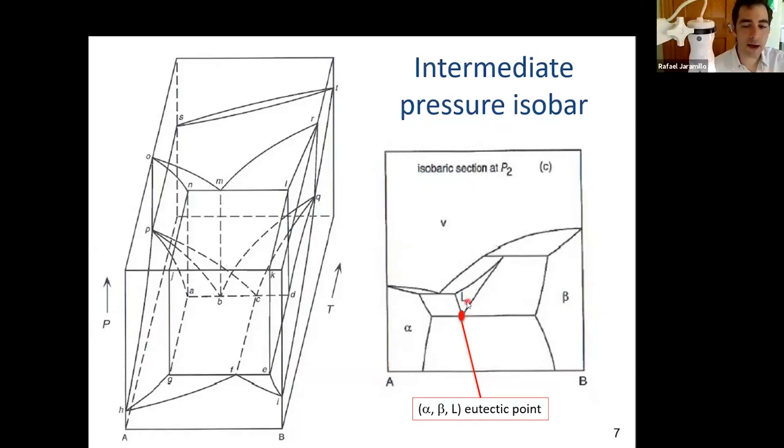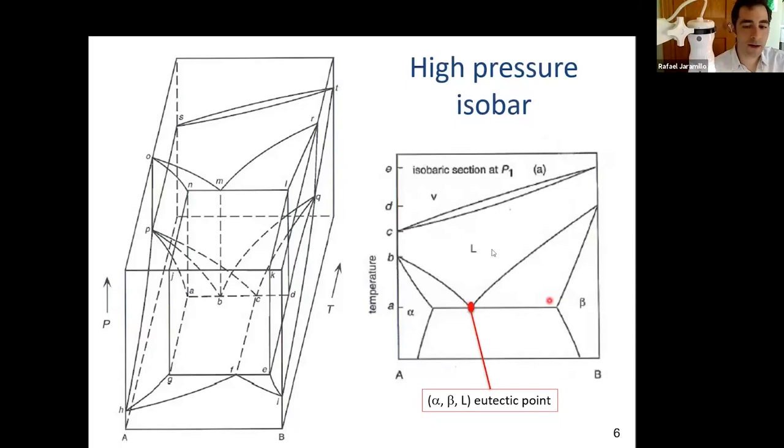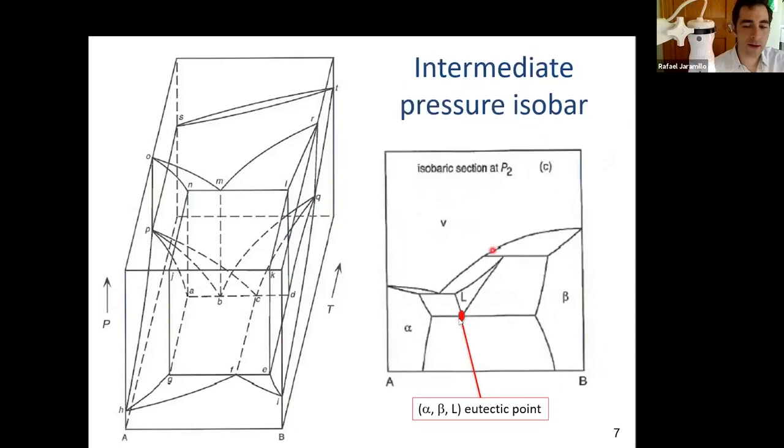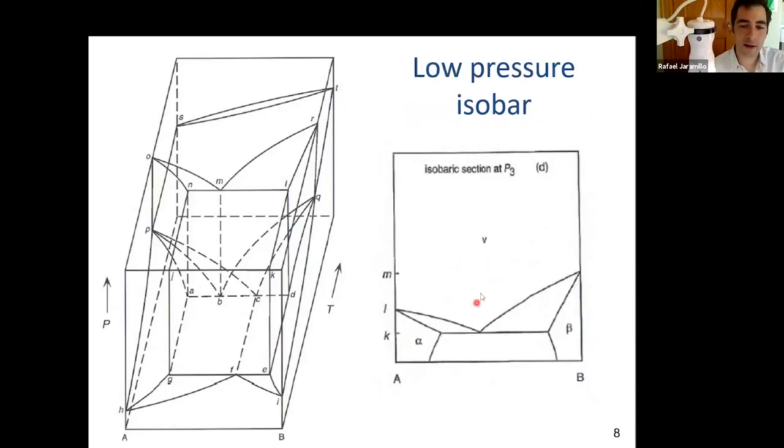So I'm going to flip backwards. See, alpha and beta transforming into liquid. There is that same point, right? It's a point on the line, alpha and beta transforming into liquid. But if I go to sufficiently low pressure, I lose it. Now it's gone, right? I no longer have alpha and beta transforming into liquid. So it was a line. It was a line and had 1 degree of freedom as promised.